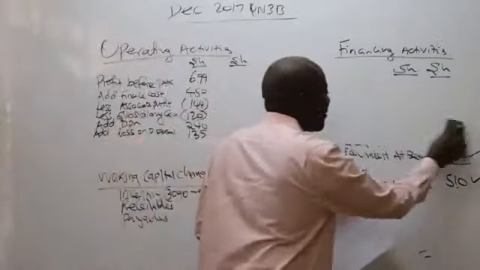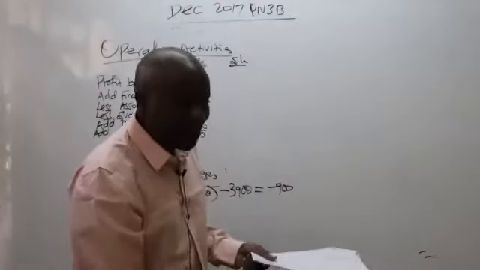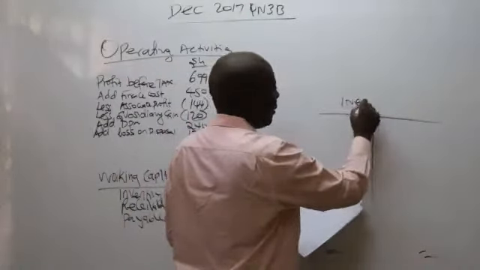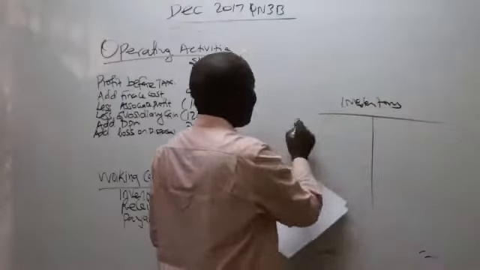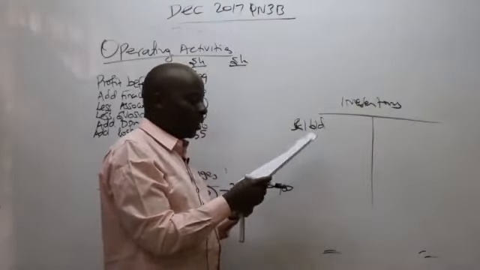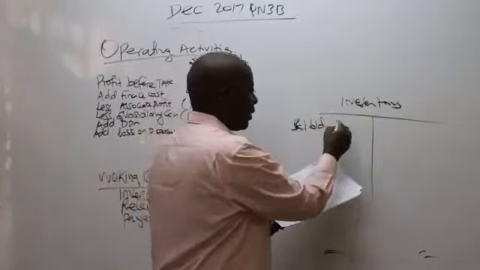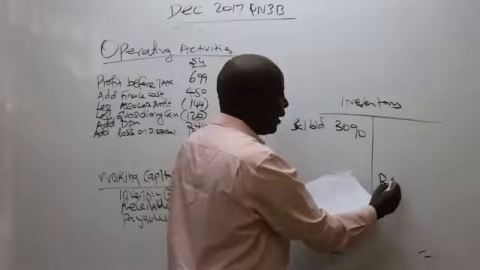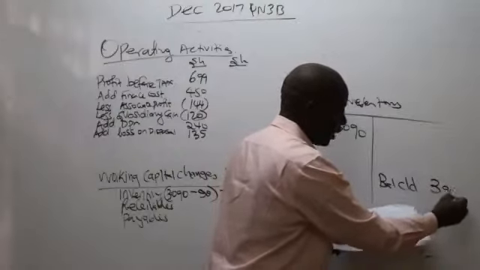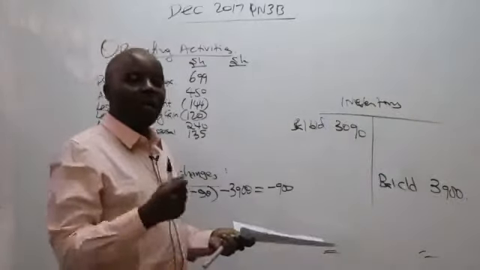Hiyo ndio sitaki wanafunzi wangu wachanganyikiwe. Nataka nirudie tena. Please allow mwalimu arudie tena. Ukitaka mwalimu anaweza kachora T account, aseme inventory, tuseme hapa balance brought down. Balance brought down ile ya 2016 ilikuwa ni 3090. Na kuna balance carried down ile ya current year, which is 2017, which is 3900, right?